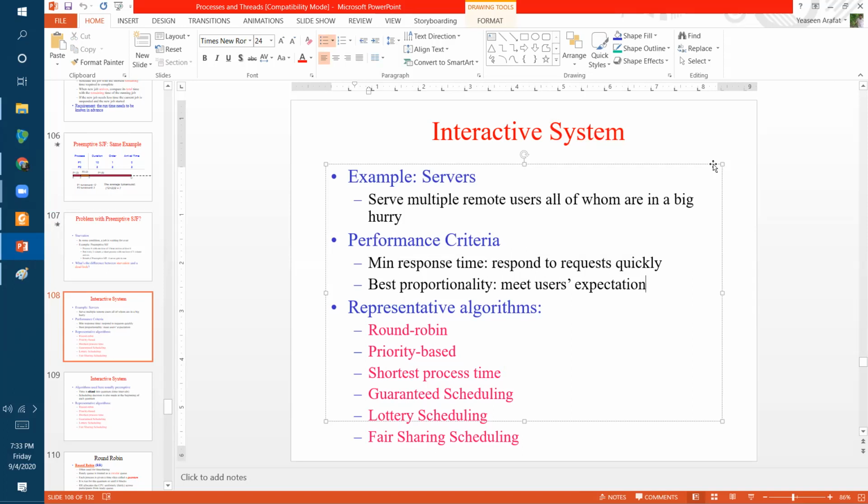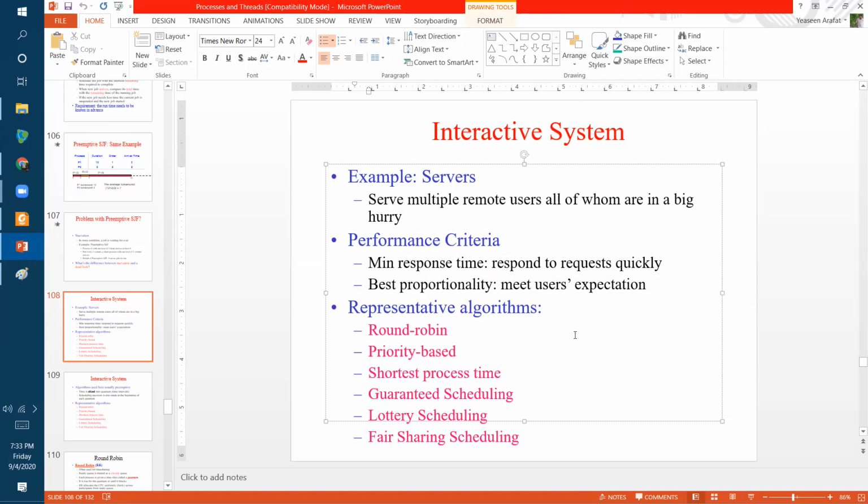Okay, they will use more Internet Explorer. It's the hypothesis, because Internet Explorer is dead already. Okay, so the server has to serve the request quickly to the users. Base proportionality meets users' expectation. I had discussed with you how to meet users' expectation in the last class.